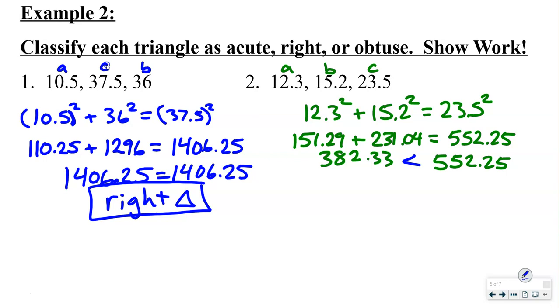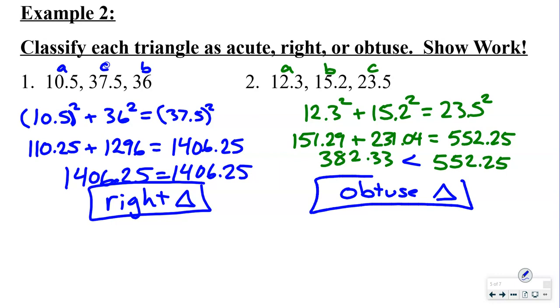Well, our 552.25 goes with our C value, it is our C squared. So that means that this is going to be obtuse. Remember, if the angle C is greater than 90 degrees, it's an obtuse triangle. And to know that it's greater than 90 degrees, if we find out that C squared is greater than A squared plus B squared, it's obtuse. So we have an obtuse triangle.